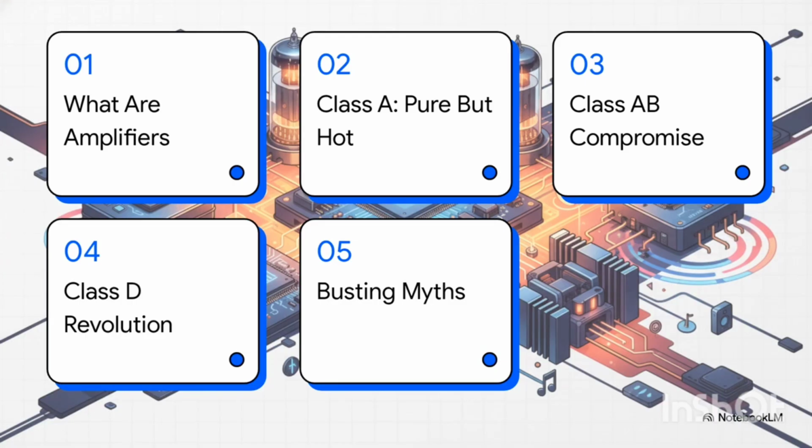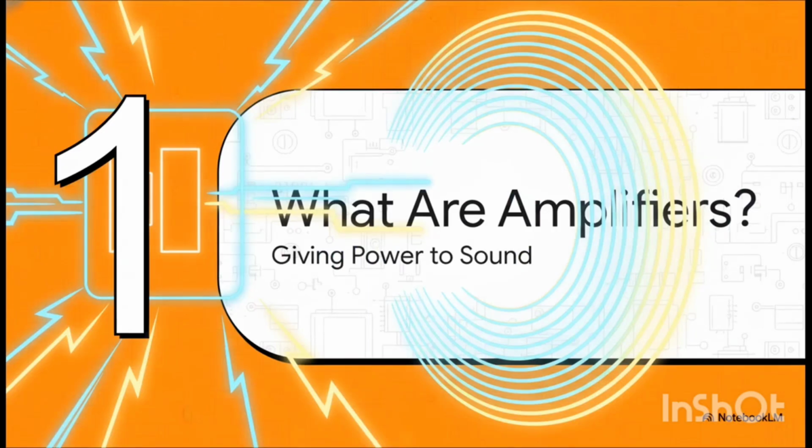Here's our roadmap. We'll start with what audio amplifiers actually are, then move to Class A, pure but hot. Look at the Class AB compromise, jump into Class D, the cool revolution, and finally, we'll bust some persistent Class D myths. All right, part one, what are audio amplifiers?